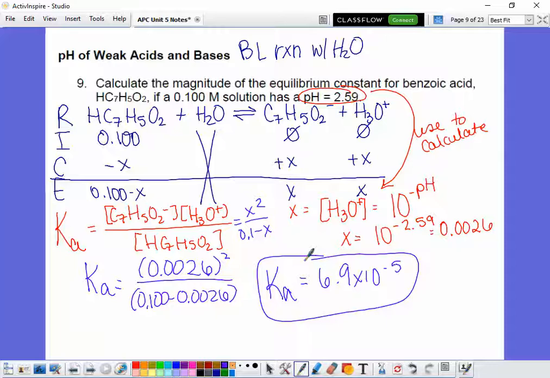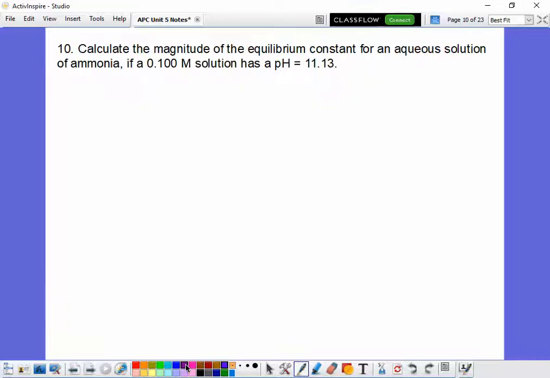How do we feel? You want to do another one? Let's do another one. Take a moment to read this problem to yourself. All right, let's set up the rice table. What are my reactants? NH3 and H2O.